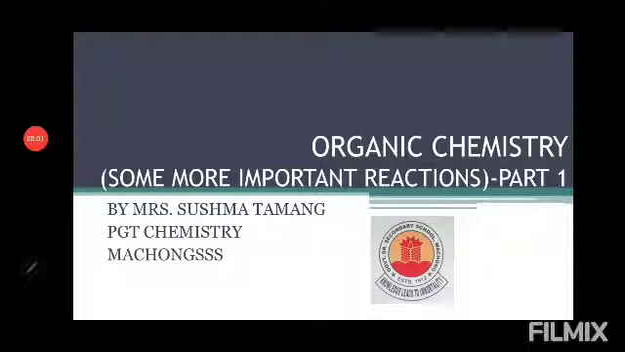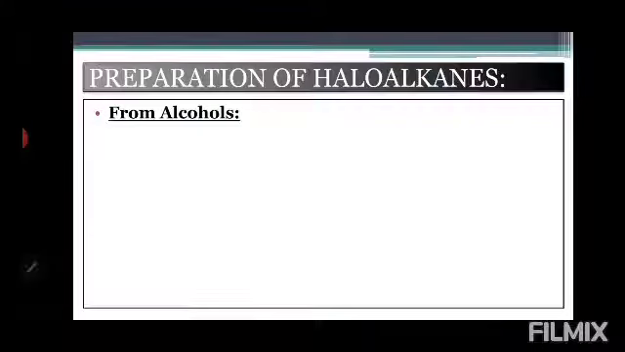Hi students, in this video we are going to discuss some more important reactions, which are very helpful in doing conversion type questions or predict the product type questions. So first we'll start with the halogen preparation. This can be prepared from alcohol, from hydrocarbons, alkene, alkane, and by halogen exchange reactions. So first we'll start with the preparation from alcohol.